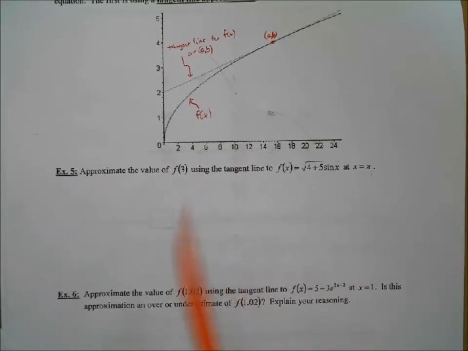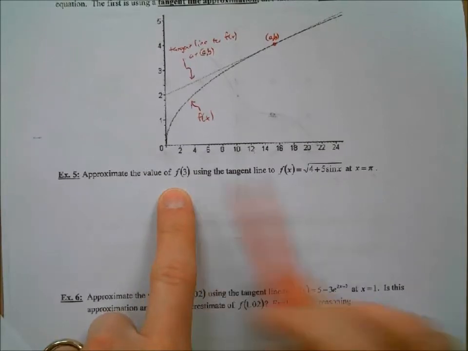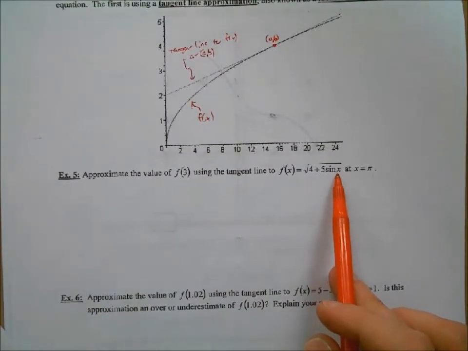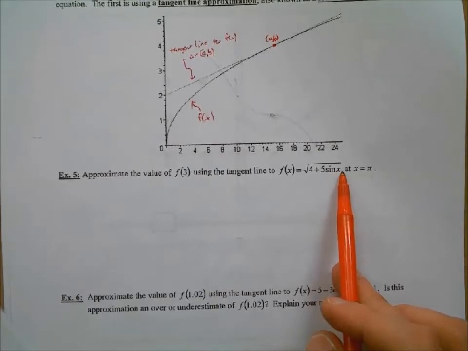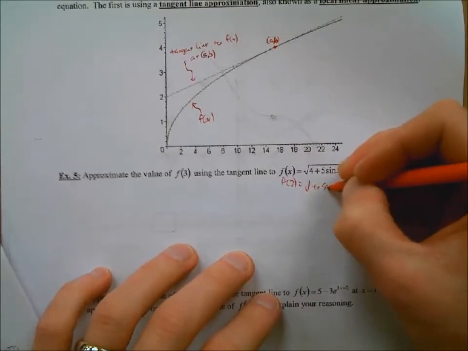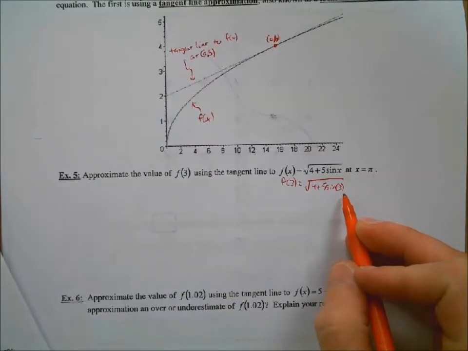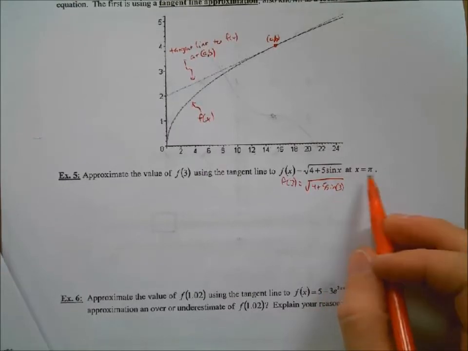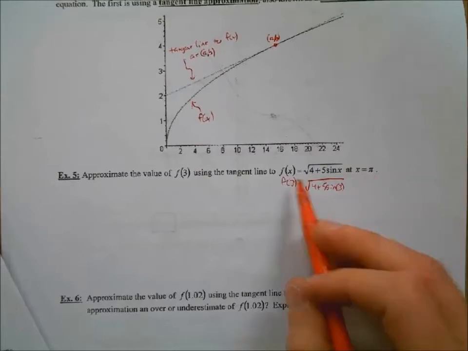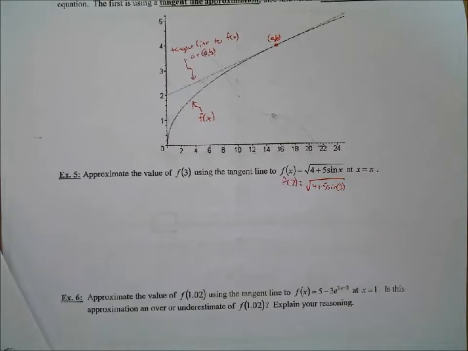If you look here, trying to plug in 3 right off the bat would be challenging, because we don't know how to find the sine of 3. So f of 3 equals the square root of 4 plus 5 sine of 3. How are we going to evaluate that? What is the sine of 3? We don't know that off the top of our heads. Now, we could just plug x equals pi in here and approximate f of 3 using f of pi, but we're going to use a tangent line to approximate instead.